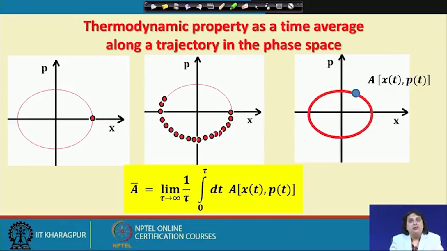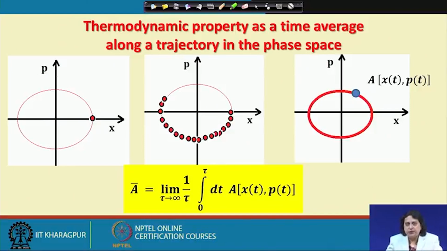Rather, if I can collect all such points all over the phase space, which is this ellipse in this case, the constant energy surface, by waiting for a very large time, I will have an accurate representation of A bar, or the time average property of the system.